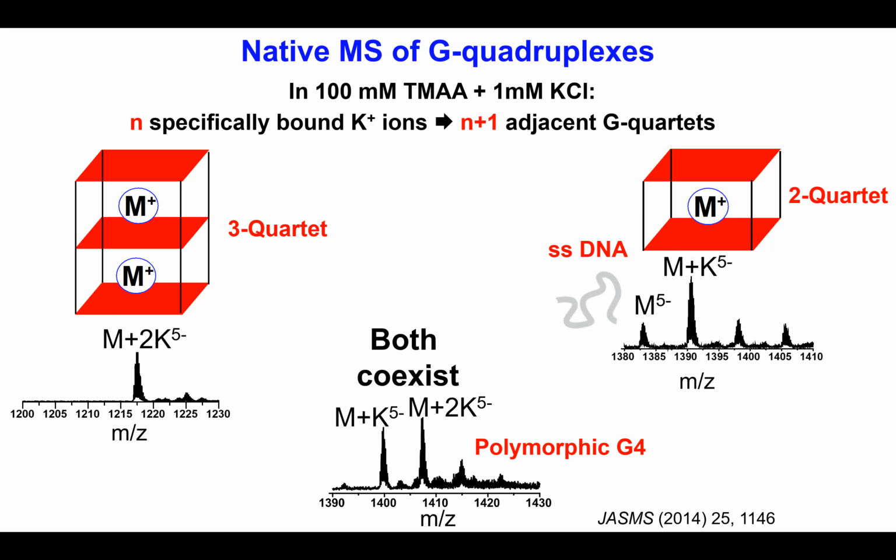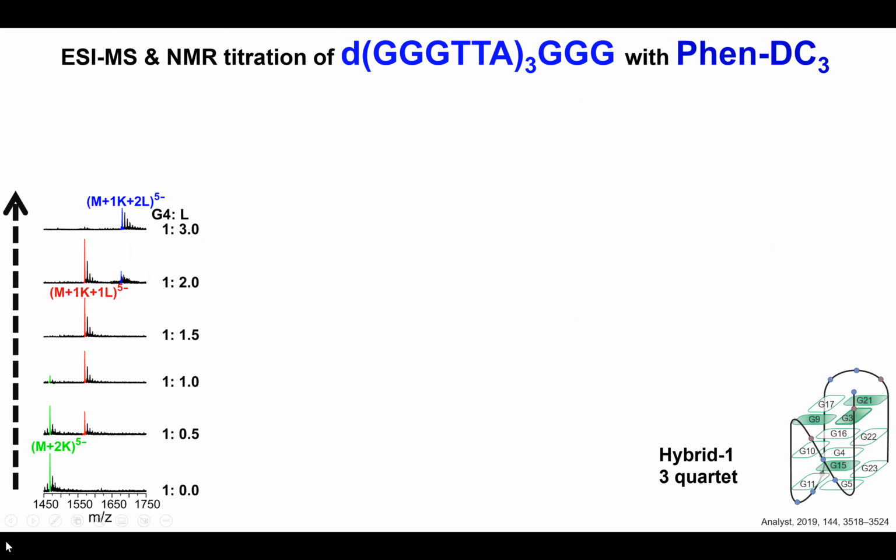But we can also observe polymorphic quadruplexes, which can give more than one conformation, which is difficult to observe and solve by NMR and other techniques. Here we can see from the mass spectrometry that there are at least two conformations: one is a 2-quartet and one is a 3-quartet conformation. So we started with the titration in mass spectrometry using the ligand I mentioned, PhenDC3, and a hybrid 3-quartet human telomeric G-quadruplex, which is a hybrid structure.